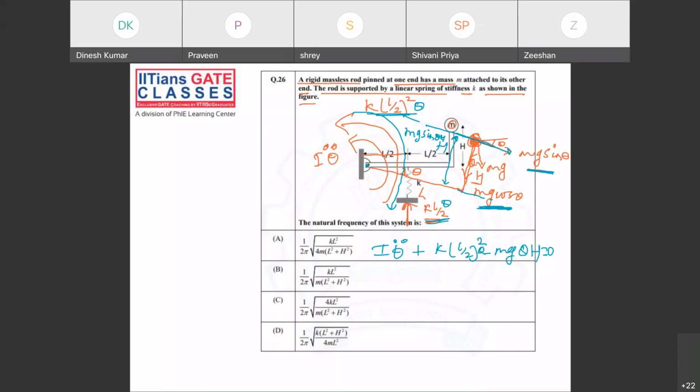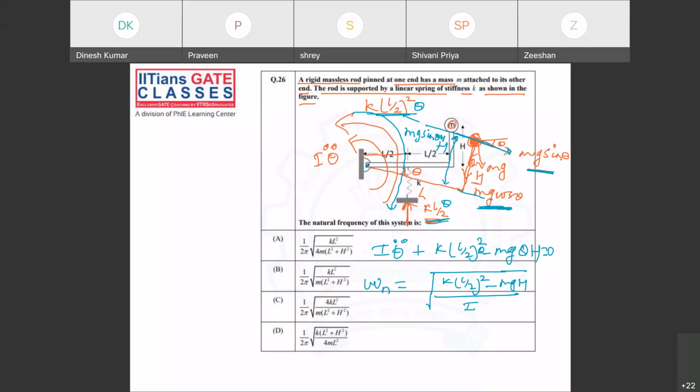Now if you see here, what will be the natural frequency? My natural frequency omega n will be, in this case, kL by 2 square minus mgh, upon I.